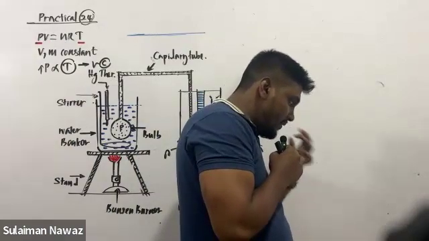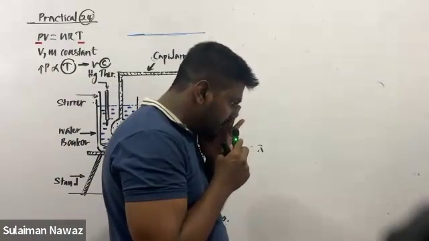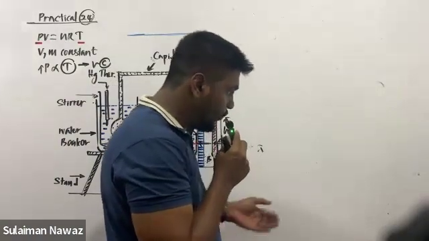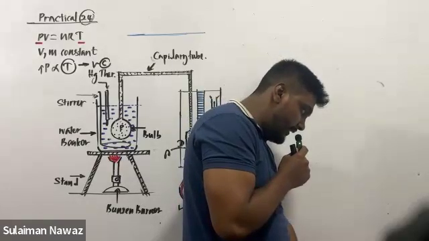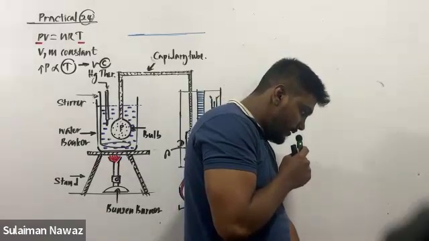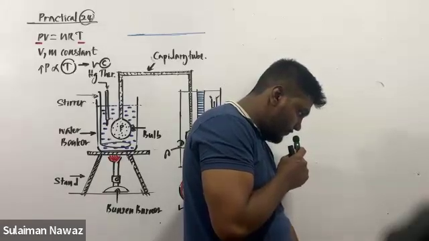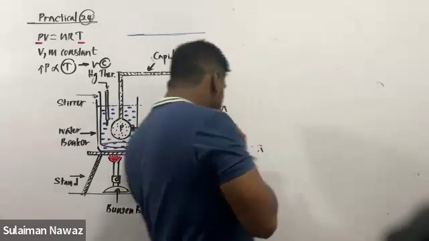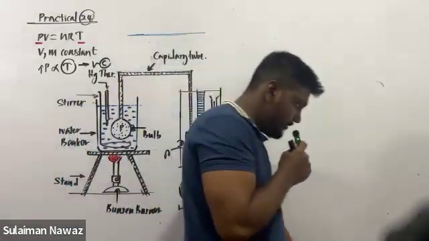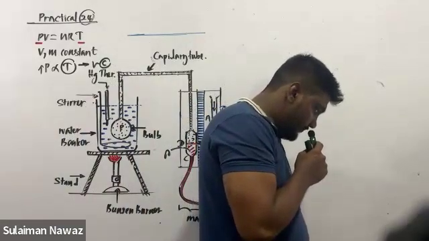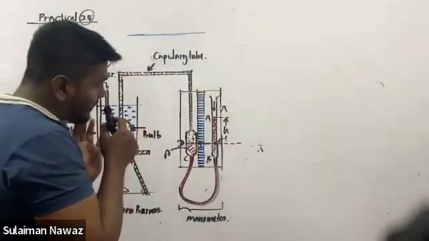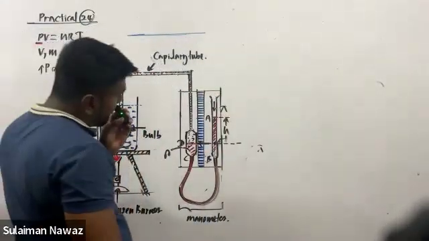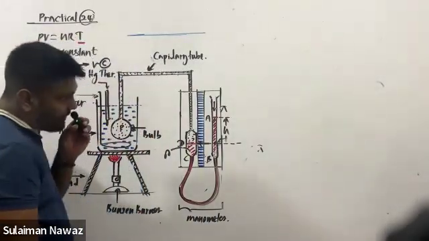right. Okay, now the first point we wrote: adjust AB so that the mercury meniscus in CD touches the index tip. Next point, note the reading of the indicator tip, comma, the reading of the mercury meniscus in AB.